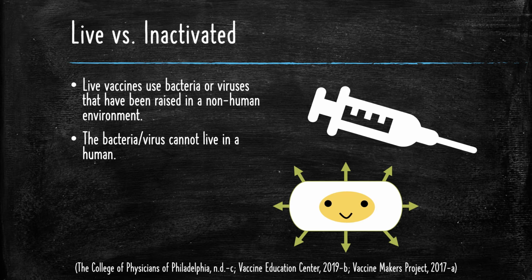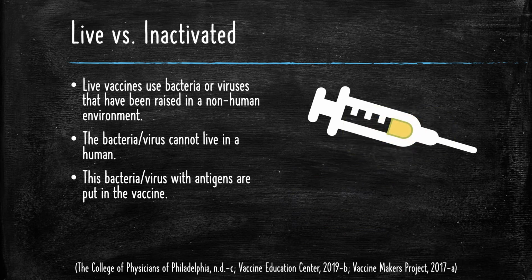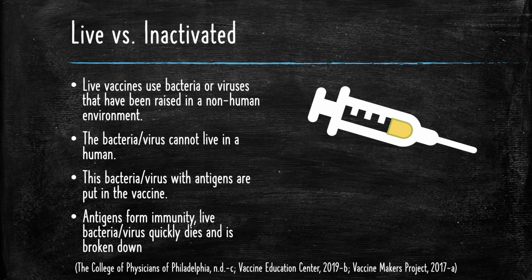So the bacteria or virus are then put into the vaccine, and the antigens that are still on the outside form the immunity, but the live bacteria or virus, because it can't survive in a human host, quickly dies and is broken down.